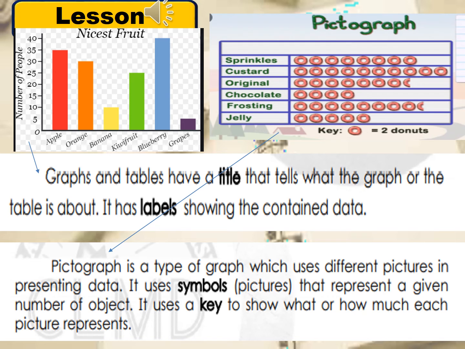So let's have more lesson. Do not forget, graphs and tables have a title that tells what the graph or the table is about. It has labels showing the contained data. Pictograph is a type of graph which uses different pictures in presenting data. It uses symbols or pictures that represent a given number of objects. It uses a key to show what or how much each picture represents. So I hope you learned a lot about pictograph, graphs, and table.